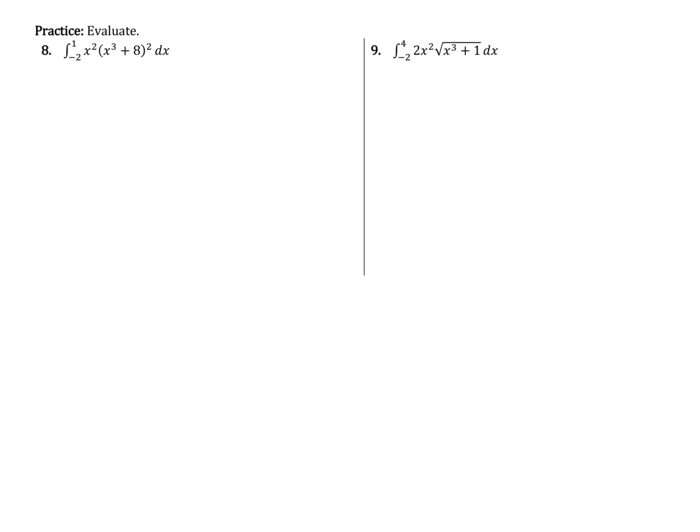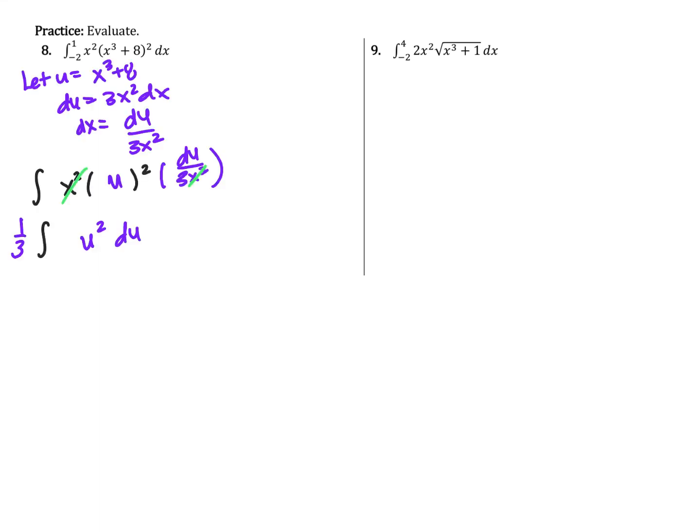Okay, I'm going to encourage you to just change everything, including the bounds, to be in terms of u, and then to unpause the video and see how you did. So here's everything from the first part of the lesson, but now let's go ahead and change our bounds. If x equals -2, then u is going to be -2 to the third, which is -8, plus 8, which is going to be 0. If x equals 1, then u is going to be 1 to the third, which is 1, plus 8, which is 9. All right, I encourage you to pause the video and finish this integral off on your own, and then unpause the video to see how you did.